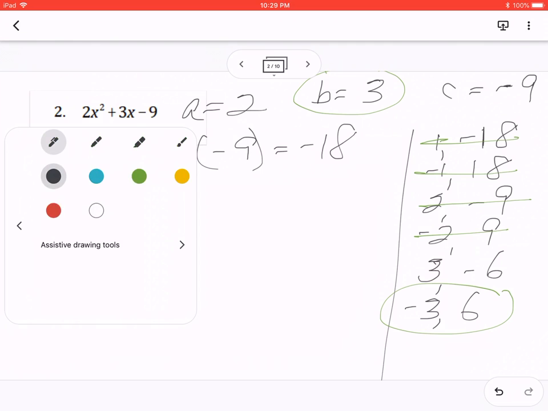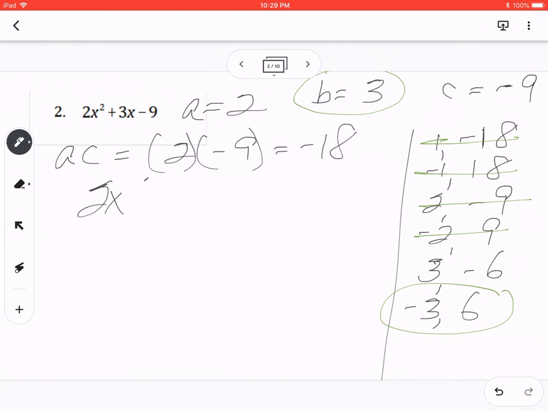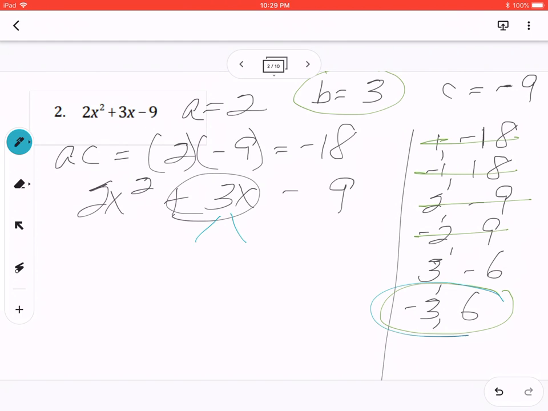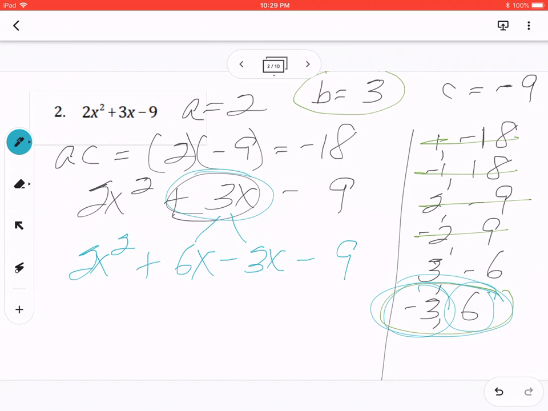Rewrite our original trinomial. And again, this middle term is going to break apart using the pair of numbers that we found here. 2x squared plus 6x minus 3x minus 9. And if I was to take 6x and subtract off 3x from it, I can combine those terms to come back with our original 3x in the middle. So I know that I chose the right equivalent terms.